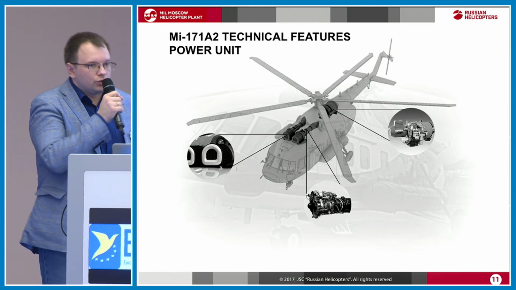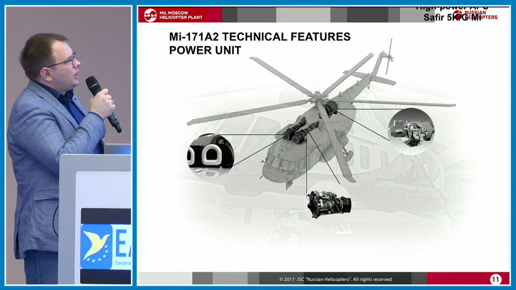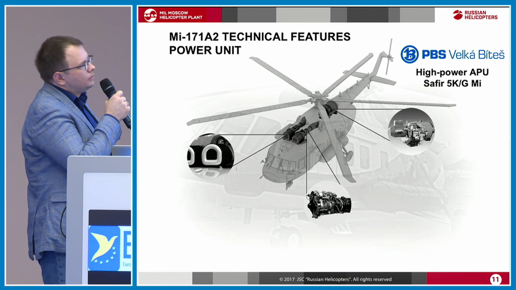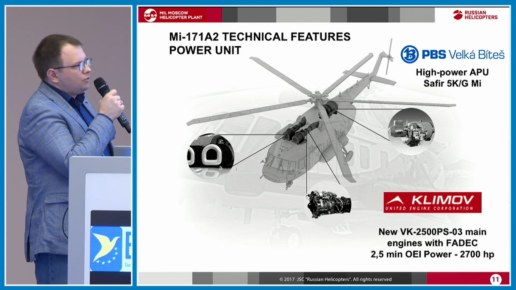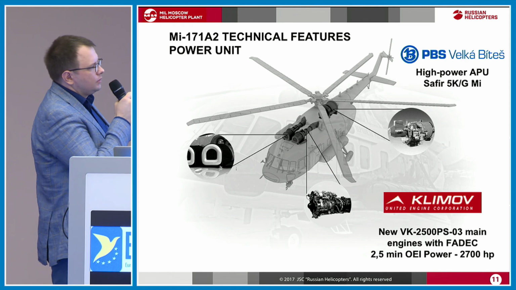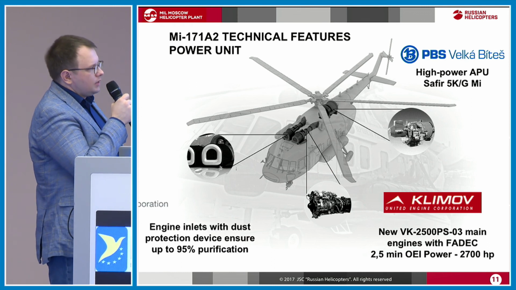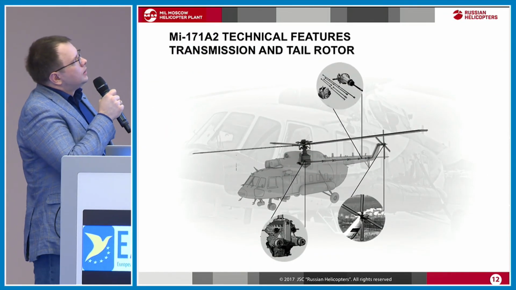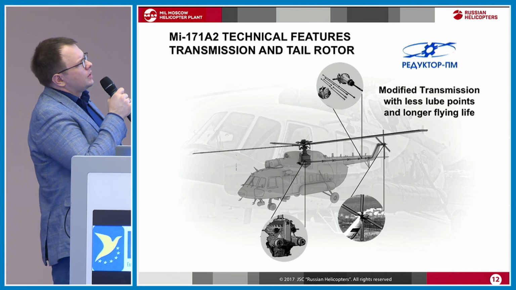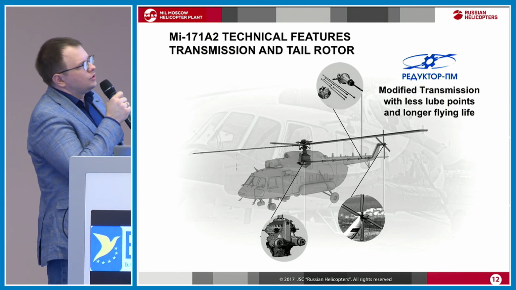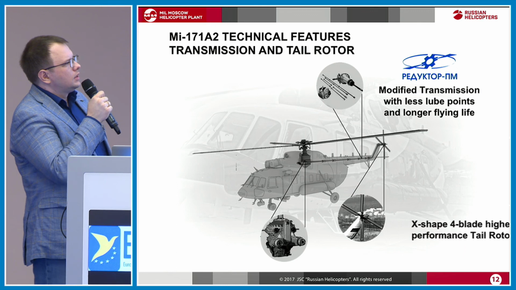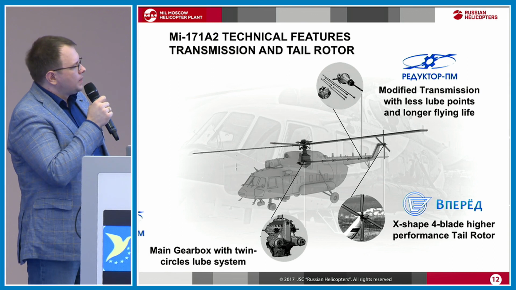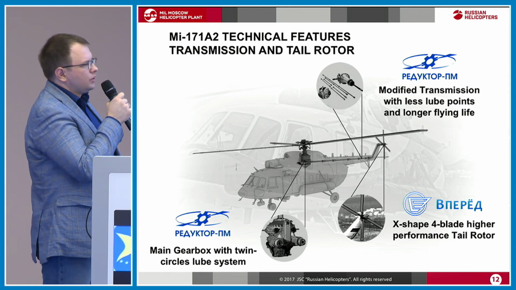A couple of words about the technical features. The power unit, we use, as I've said previously, the Safir high power APU by Wilker Britain, a new engine with FADEC by Klimov with a high power, and dust protection device by PAL Corporation. Transmission and tail rotors. We use a modified transmission with less loop points and longer flying life. The new X-shaped 4-blade high-performance tail rotor, and the main gearbox with twin circles loop system.